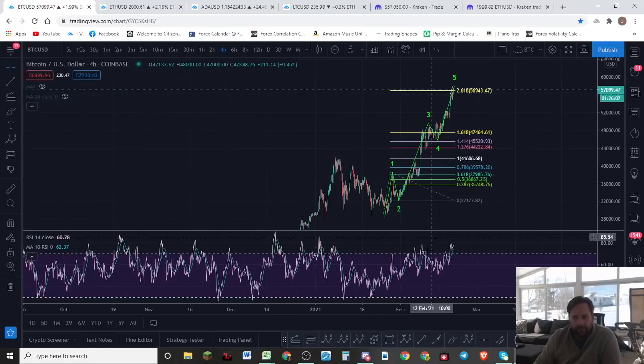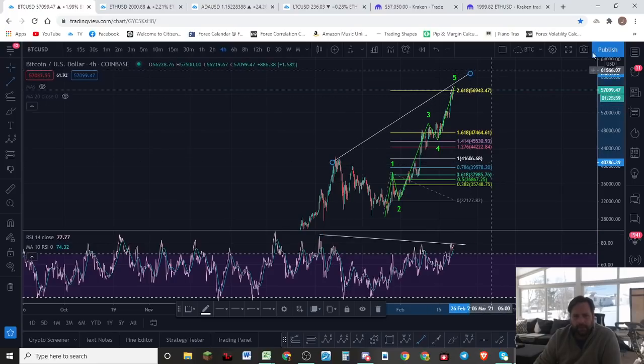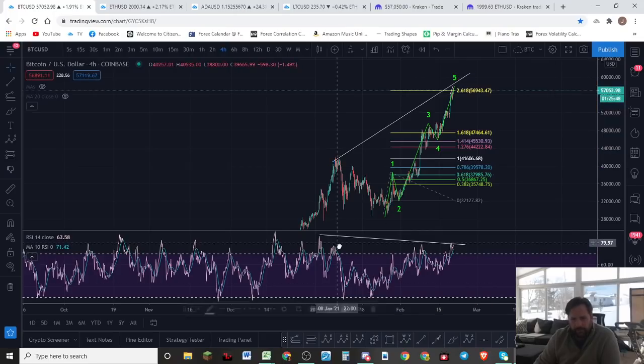We do have divergence here from this wave right there down to that wave. Okay, and this wave up to that wave. So we do have divergence. It is hidden bearish divergence right there. Actually, that's regular divergence. We also have hidden bear as well if we measure it from this peak right here.